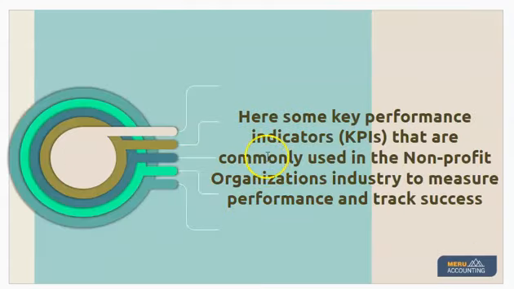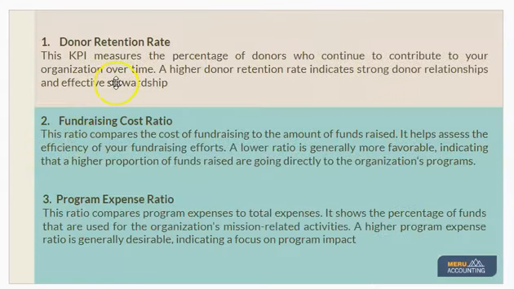Every industry has some key performance indicators that are used to track the success and the growth of that industry. So we'll see some of the key performance indicators of non-profit organizations that are commonly used to measure performance and track success. Firstly, we'll start with the donor retention rate indicator. This indicator will measure the percentage of the donors who continue to contribute to your organization over time.